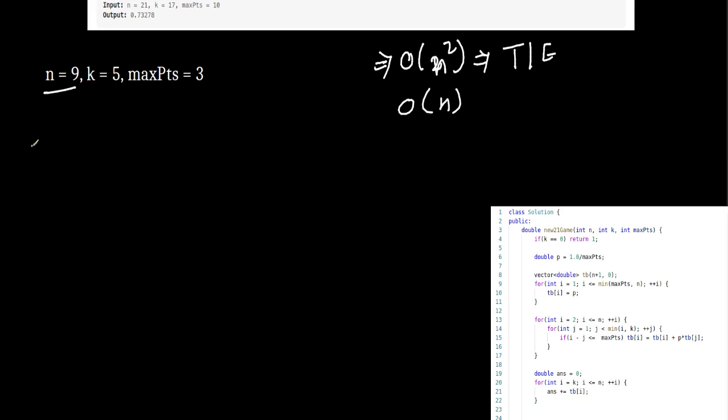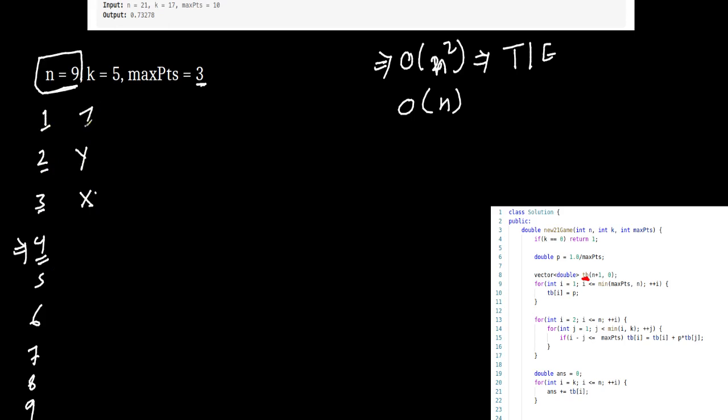Now here we have n equal 9 and max points equal 3. So we need to solve for all values from 1 to n. We have 1, 2, 3, 4, 5, 6, 7, 8, 9 in this table. Now the idea is, assume that we want to solve for value 4, and we know that for 3 the solution or the probability is x, for 2 it's y, and for 1 it's z.